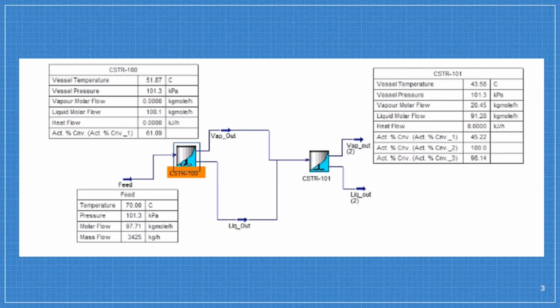In acetogenesis, the glucose will react with water to produce acetic acid and carbon dioxide, while ethanol will react with water to produce acetic acid. And lastly, the acetic acid will convert into methane and carbon dioxide, and our desired product can be obtained in the vapor outlet of CSTR2.